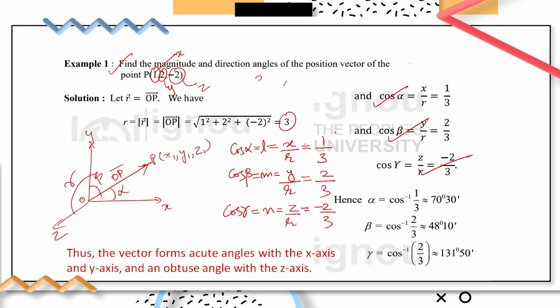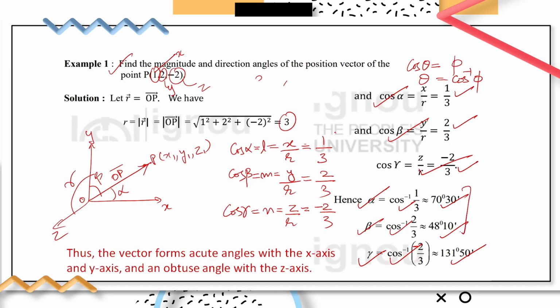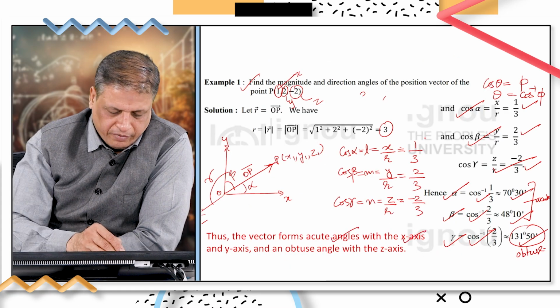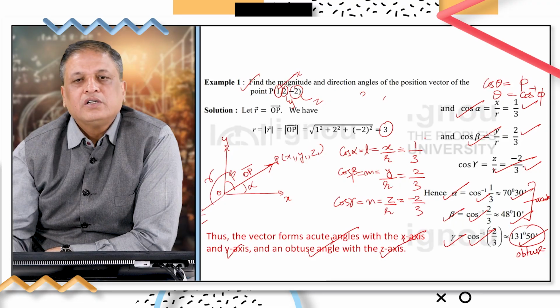You can always determine the values of alpha, beta, gamma by using the formula: cos theta is equal to say some value phi, then theta is equal to cos inverse of phi, which we had done over here. Alpha, beta and gamma are cos inverse of 1 by 3, cos inverse of 2 by 3, cos inverse of minus 2 by 3, and this turns out to be these values. So, these values are acute and this value is obtuse. So, the vector forms acute angle with x axis and y axis, whereas obtuse angle with the z axis.